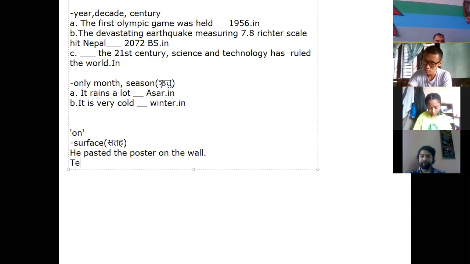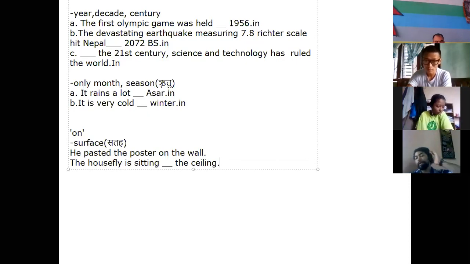Similarly, a housefly, the housefly is sitting on the ceiling. Ceiling means opposite of floor, right? What do you write here? How does the housefly sit? It doesn't sit inside the ceiling. No, it sits on the layer, on the outer part. It doesn't sit inside. It sits on the lower part, the surface. So on the ceiling. Right? So next one.